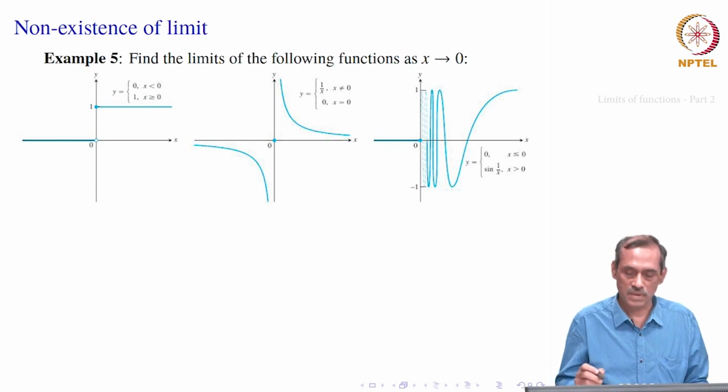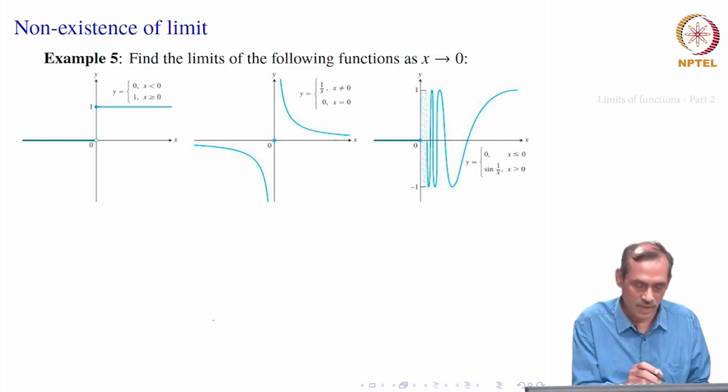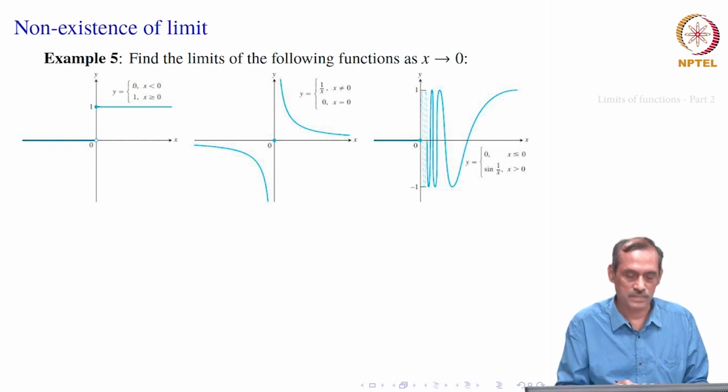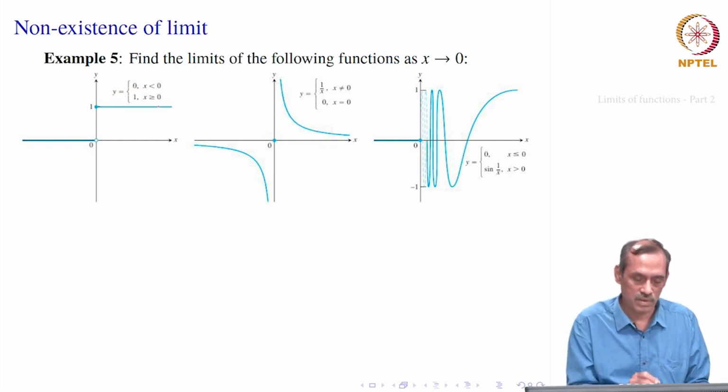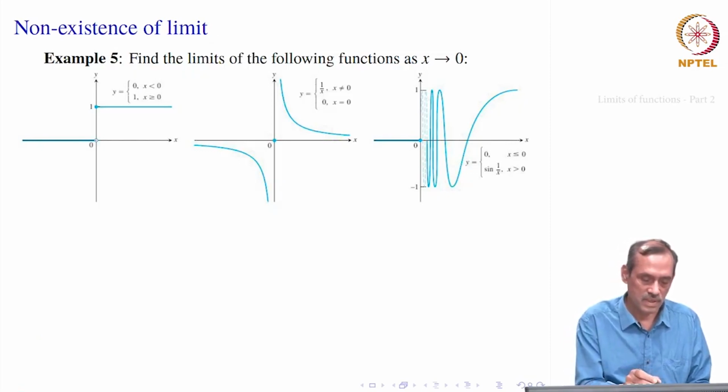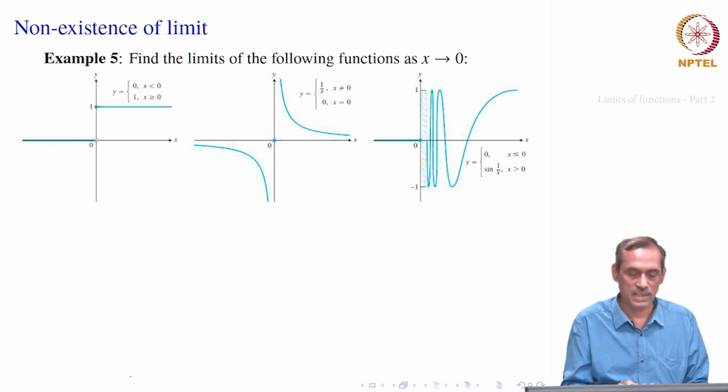Now, sometimes the limit may not exist, that is what we wanted to see, how it happens. So, find the limits of the following functions as x goes to 0. In the first one, for x less than 0, our function y equal to f of x is defined to be 0, and for x greater than or equal to 0, our function is defined to be 1. So, this is the graph. Here 0 is excluded, so you see a hollow small circle, and on the top it is a solid one, so 1 is included there. That is how the graph looks.